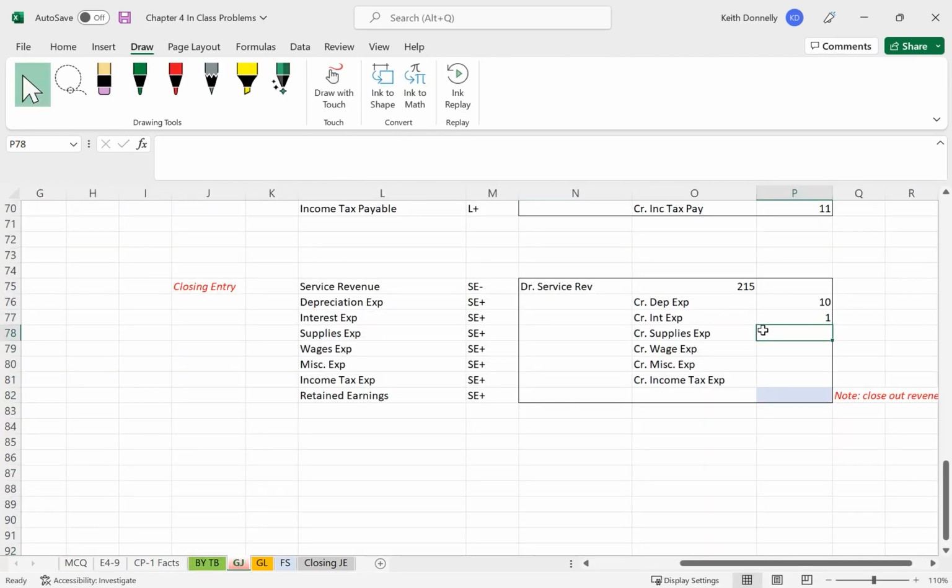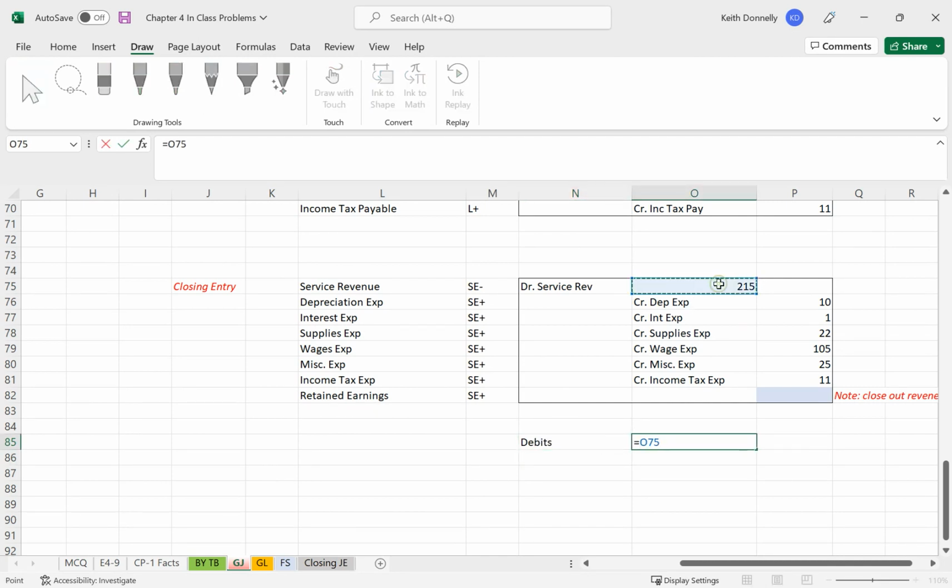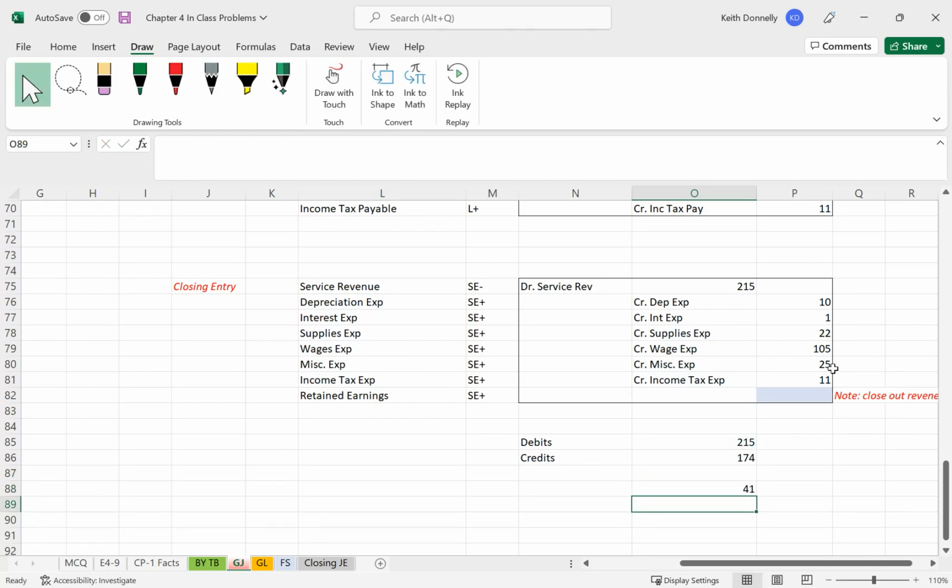So it's going to be 10, 1, 22, 105, 25, 11. And then in this way, our total debits are going to be 215. Our total credits are going to be these guys, 174, but they need to balance with our total debits. So that means this is 41 right here that we're going to close out into retained earnings.